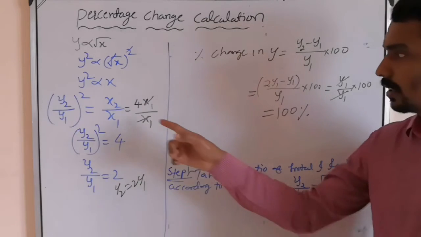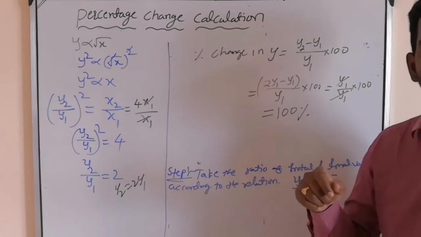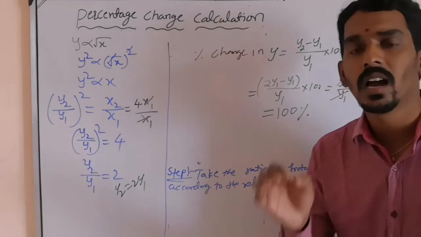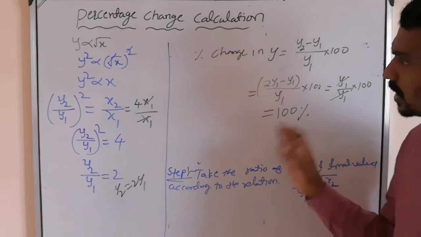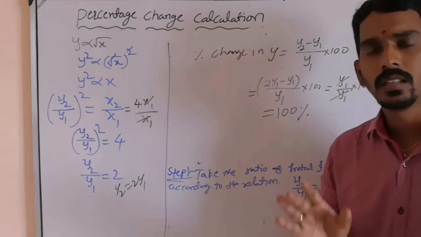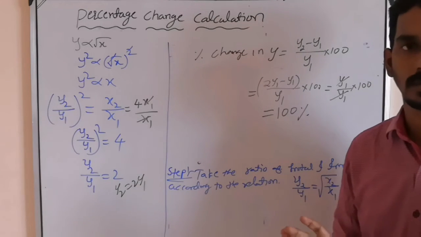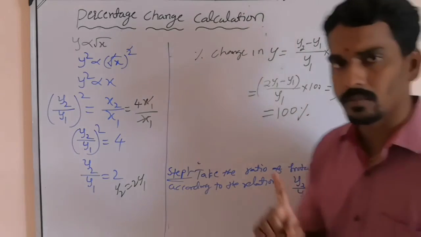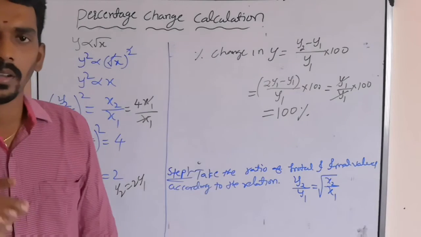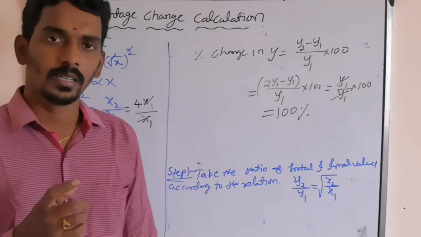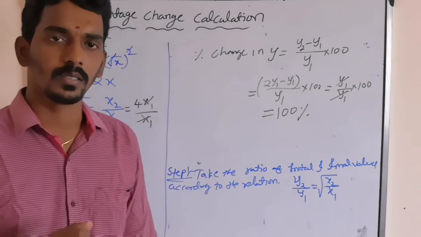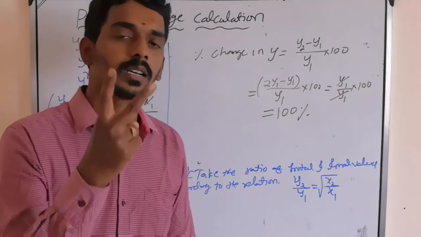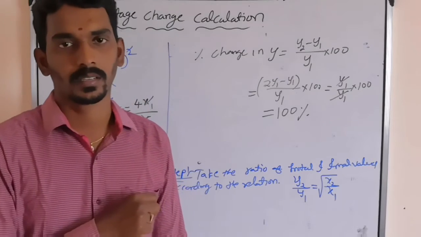When x increased by 300, then y increased by only just 100%. So this way you can understand the percentage change questions. Right? So the method, first one: when they give a question related to percentage changes, know which two quantities they are trying to relate.